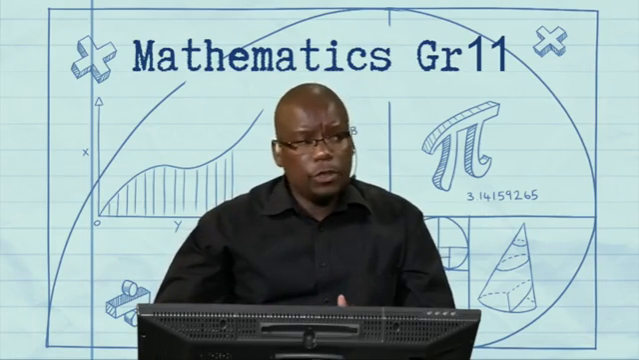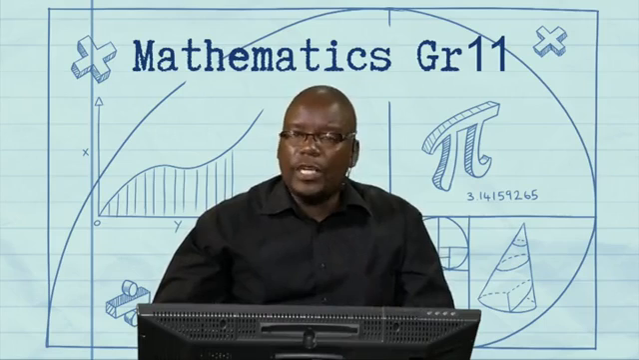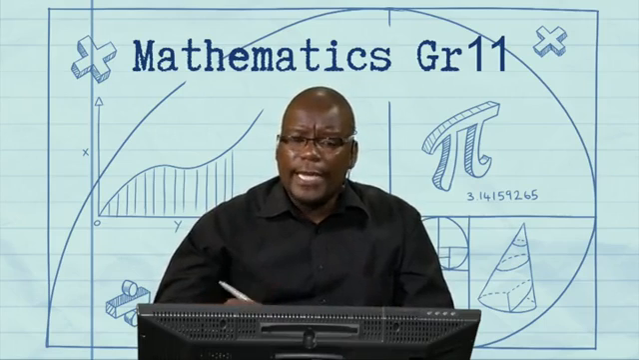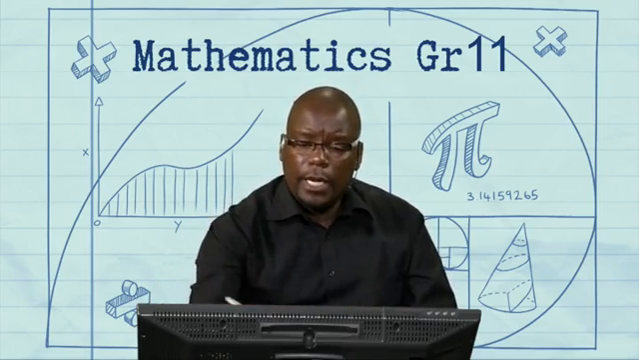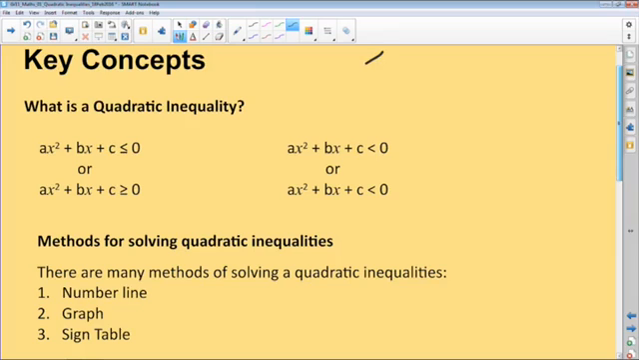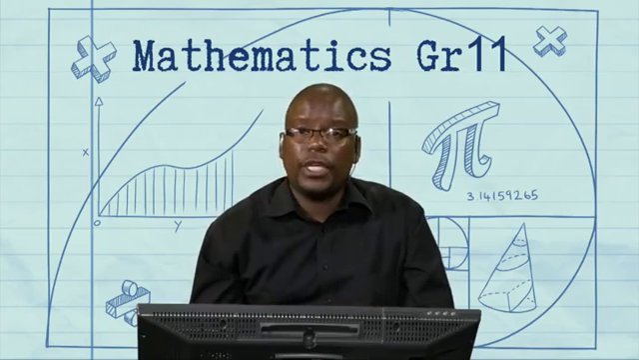But now when we come to the quadratic inequality, remember we said an inequality will have an inequality sign. It's either less than or greater than, or less than or equal to, or greater than or equal to. Now, this is a quadratic inequality. It's in the form of ax squared plus bx plus c. And we'll be looking at ways of working out how you solve a quadratic inequality.